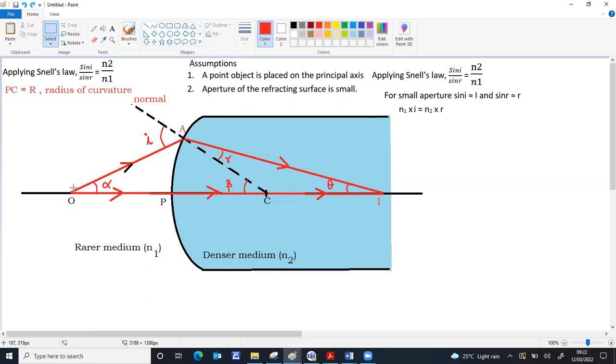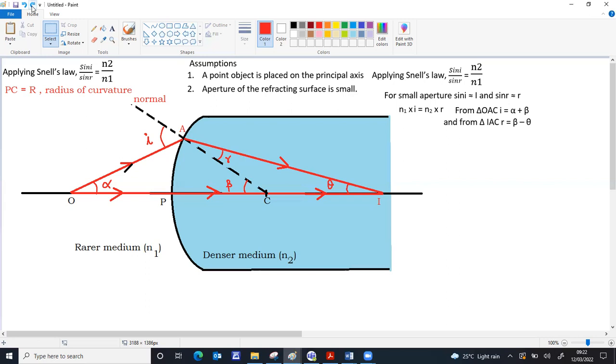Then from this triangle OAC, the exterior angle i is the sum of the opposite interior angles. That means i equals alpha plus beta. From the next triangle, triangle ACI, again the exterior angle beta equals r plus theta. So beta is r plus theta, but r will then be beta minus theta.